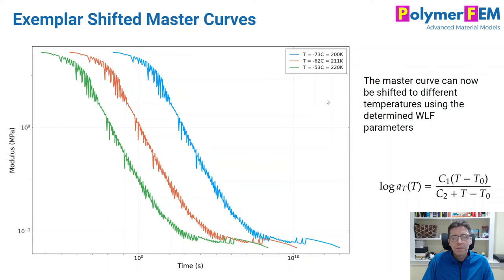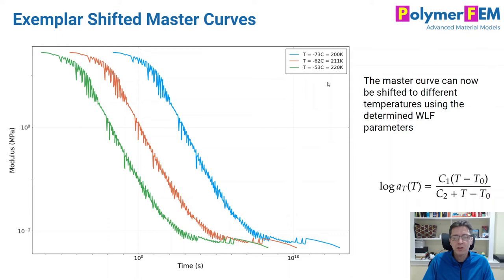Once I have my master curve, I can also shift this around. We have a lot of information now. I have the shift factors. I can then decide what the master curve will be at different temperatures, using this basic equation here. The red one in the middle is the starting point I had. I shifted it left and right at different temperatures. This is something that's really handy, of course.